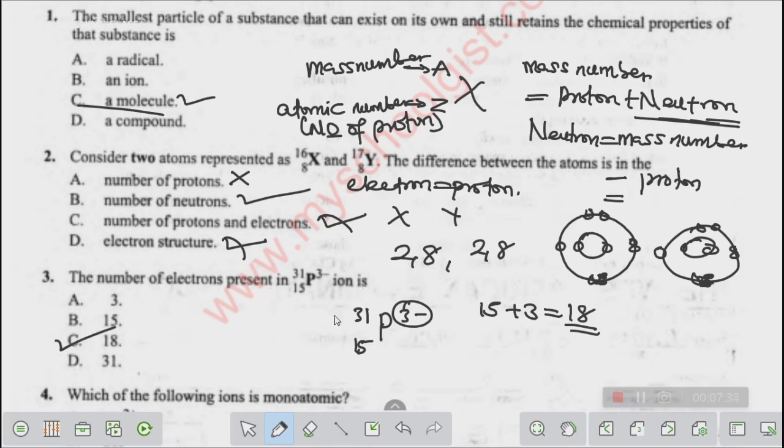I hope you understand. Now for the other one, they said 3 plus, so it means it loses electrons. It will be 15 minus 3, and that will be 12. I hope you get me. If it doesn't carry a charge, it will be 15 directly, but when it carries a charge, the number of electrons will not be equal to the number of protons. Unlike this place where it doesn't carry anything, and I said the number of protons will be equal to the number of electrons.